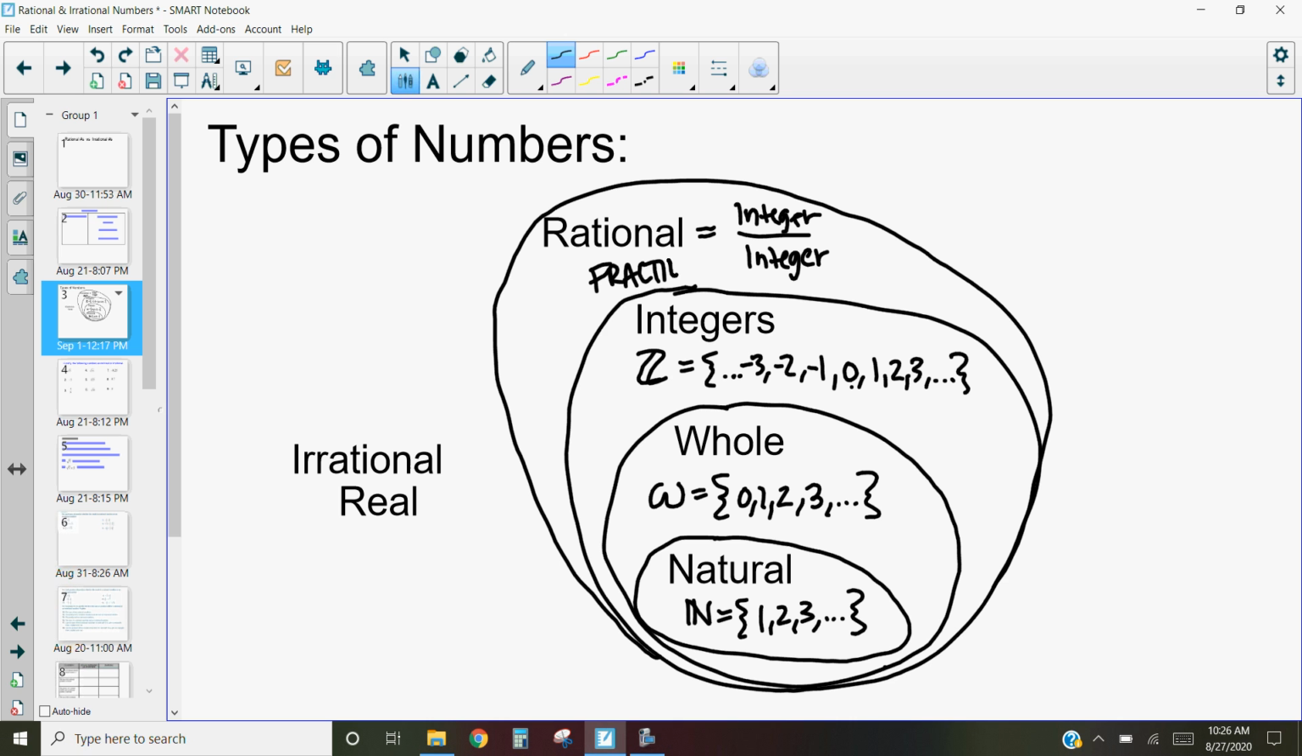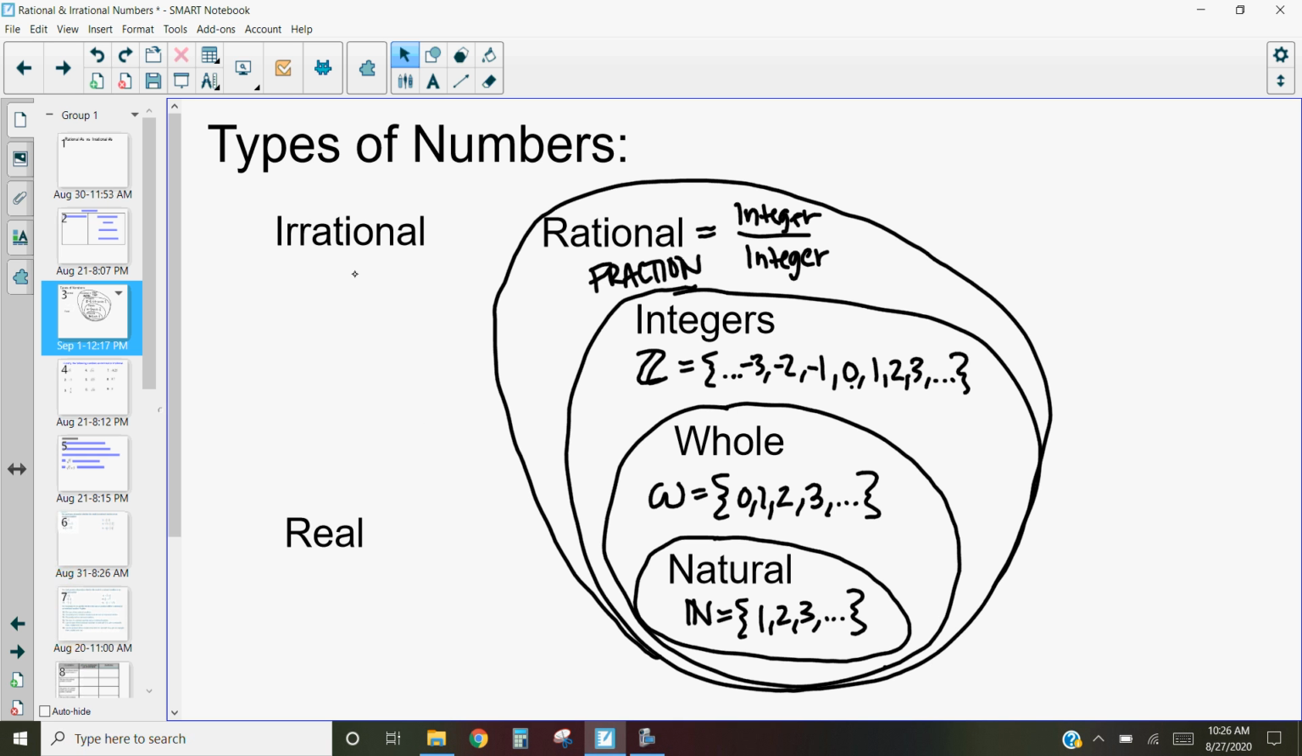And that's kind of the key thing about a rational number. If I can write a number as a fraction, then it's rational. If I can't write it as a fraction, it's not rational. But it's going to be an integer over an integer, or a positive or negative number over another positive or negative number.